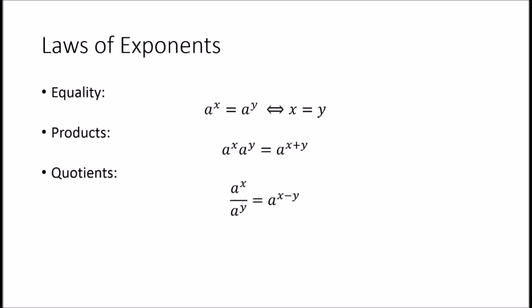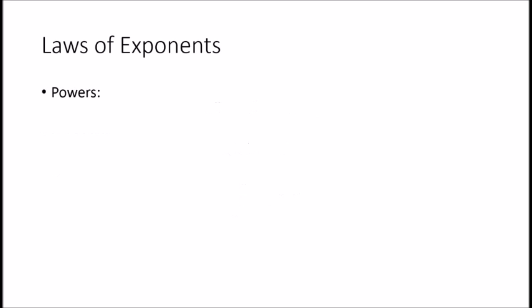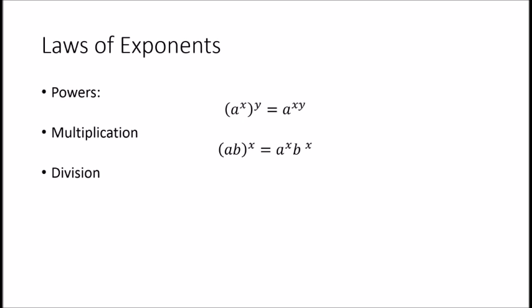If you're dividing the same base value with two different exponents, you take that base value raised to the numerator's exponent minus the denominator's exponent. If you have an exponent raised to another power, you're going to multiply the two together. If you have a product that is raised to an exponent, you can distribute the exponent into the product as shown here. If you have a fraction raised to an exponent, similarly, you distribute the exponent into the fraction.